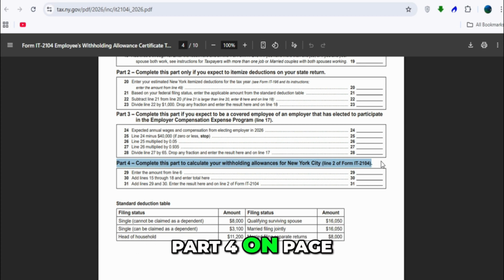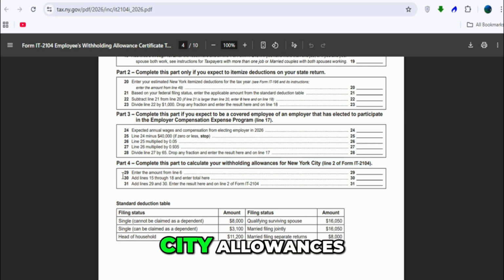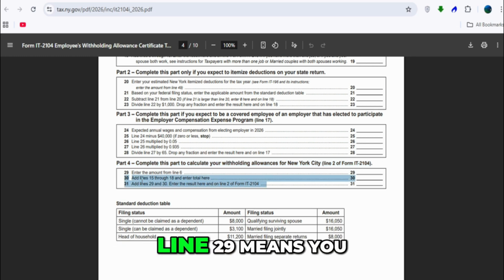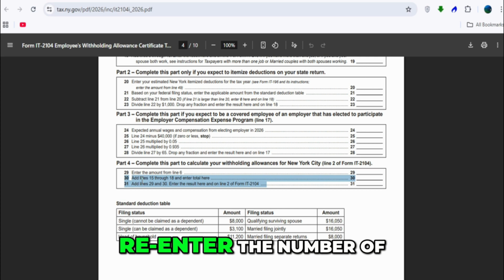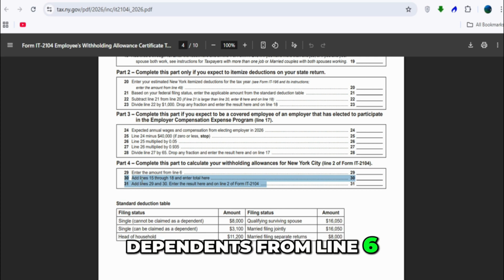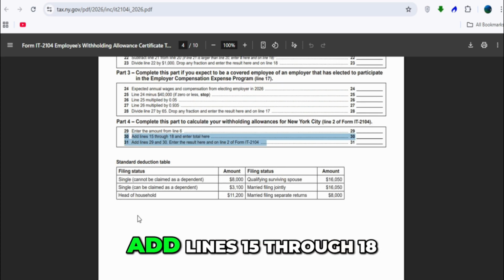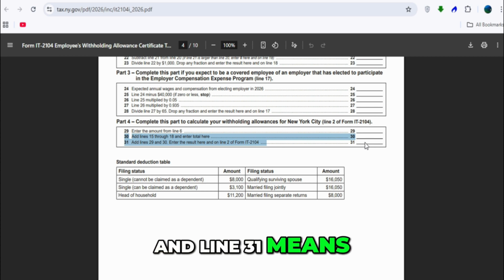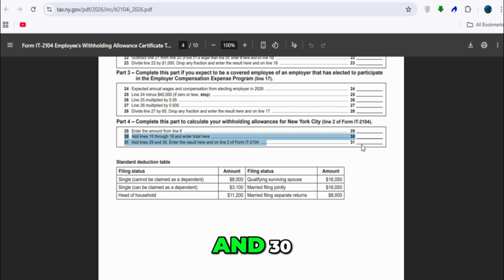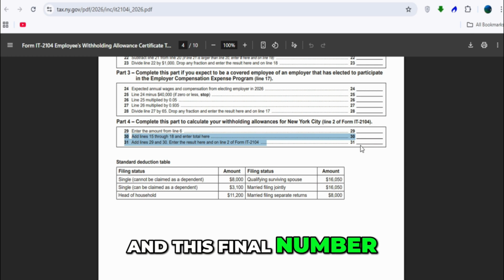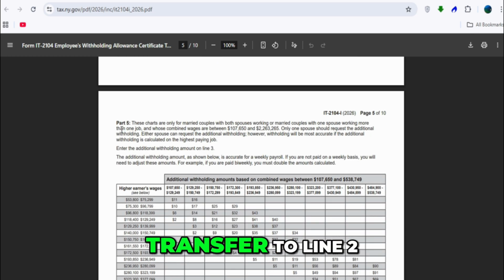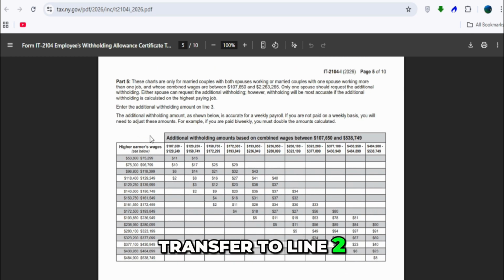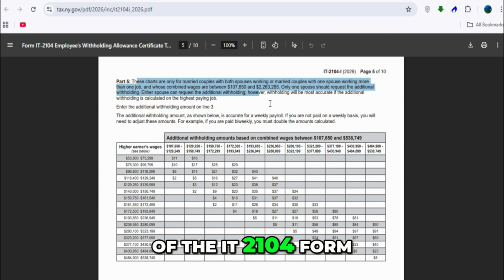Part 4 on page 4 calculates New York City allowances. Here, line 29 means you re-enter the number of dependents from line 6. Line 30 means you add lines 15 through 18. And line 31 means you add lines 29 and 30. And this final number is what you later transfer to line 2 of the IT-2104 form.